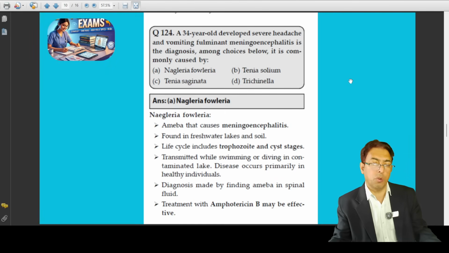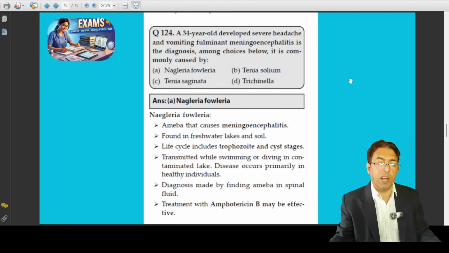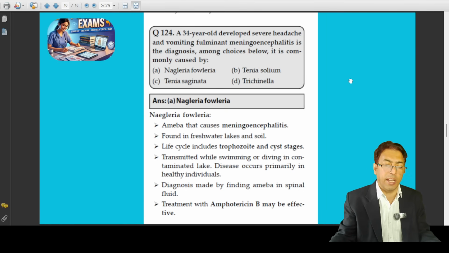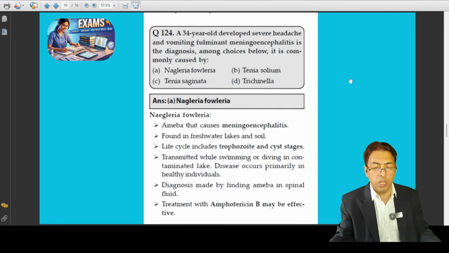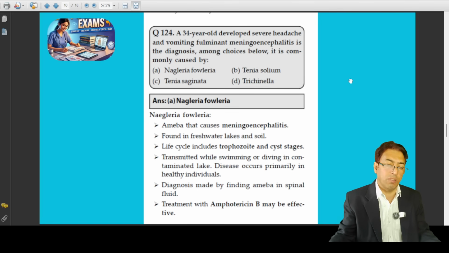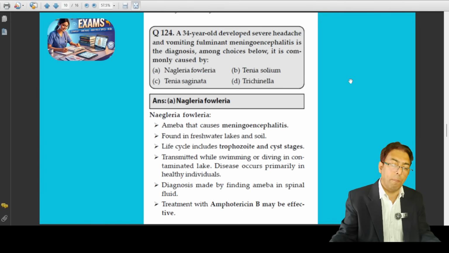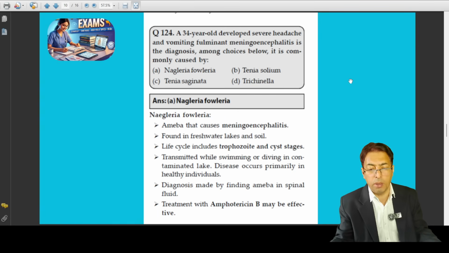A 34-year-old presents with severe headache and vomiting, fulminant meningoencephalitis is diagnosed. The most common cause among the options given is Trichinella, Taenia solium, Taenia saginata, Naegleria fowleri. Now, there are certain organisms like Acanthamoeba, Naegleria, Pseudomonas, which are so frequently asked. So you have to remember Naegleria as one of the important causative organisms of meningoencephalitis. Severe headache, severe vomiting, fever, and you know all the features of meningitis or meningoencephalitis, which later on occurs.